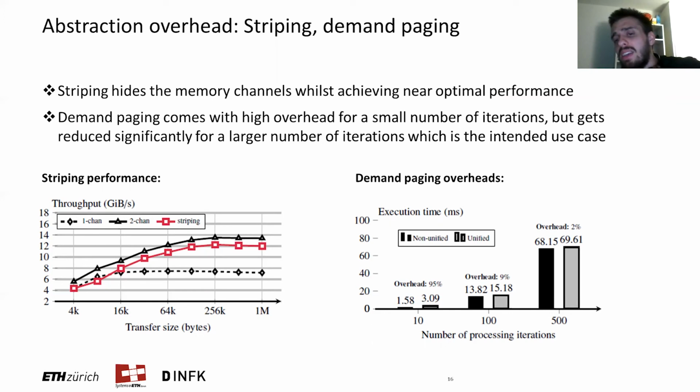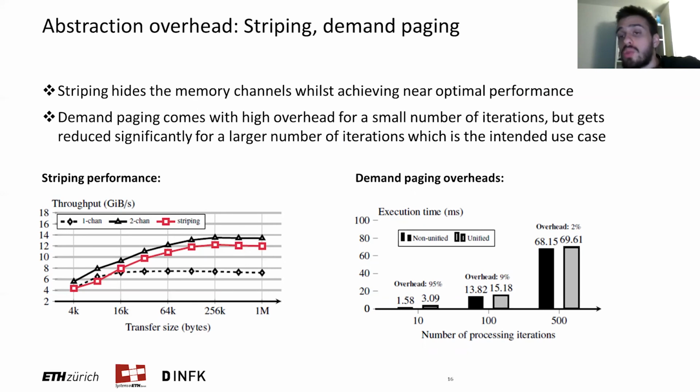Now, the overhead in this case actually stems from the initial page fault. However, the local FPGA memory is often used in iterative processing. For example, the k-means that we showed before. And in this case, actually, this overhead can be really nicely amortized over all of the iterations.